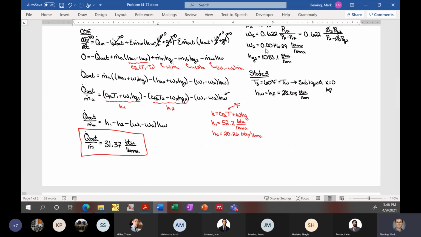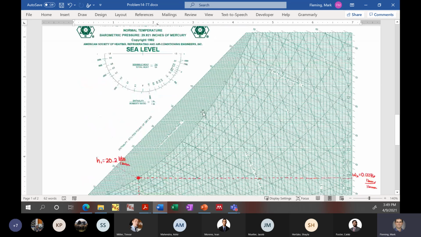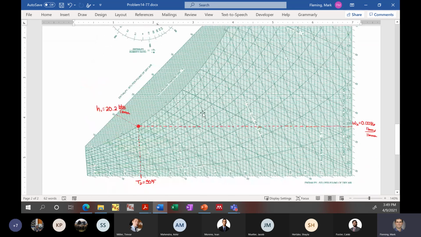Our humidity ratio at state 2, 0.0076, and this one was 0.007629. So pretty good in terms of the estimates. And so let's go ahead and try this at state 1. State 1, we had a temperature T1 equal to 90 degrees Fahrenheit. And so we'll go ahead and try and draw this all the way up.